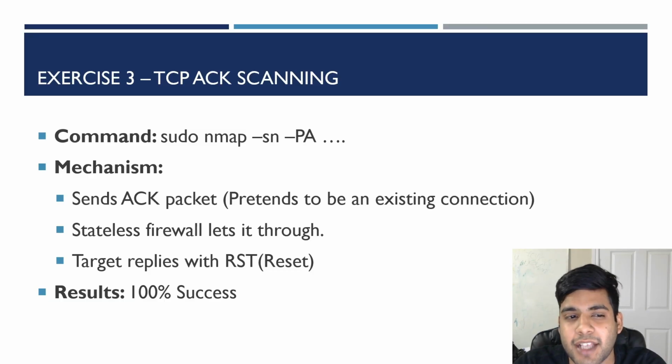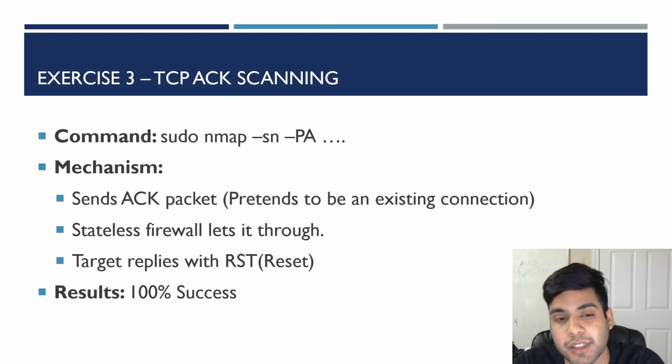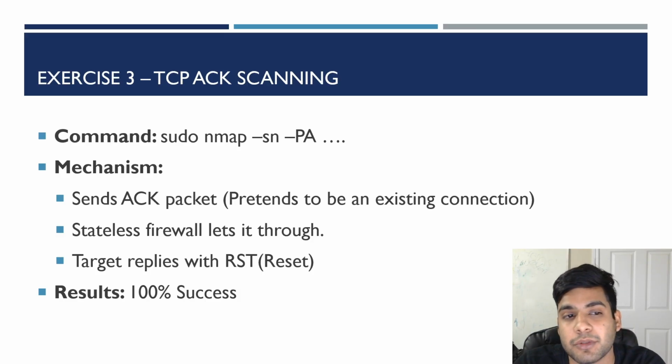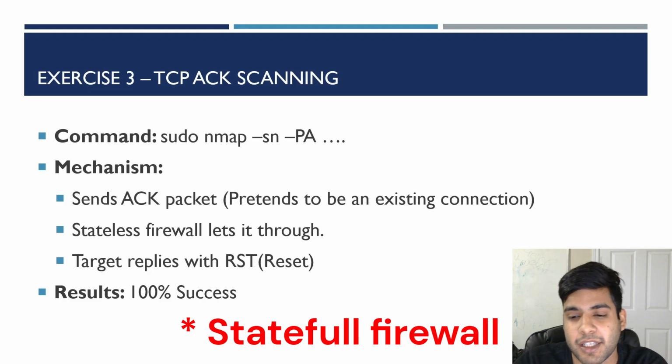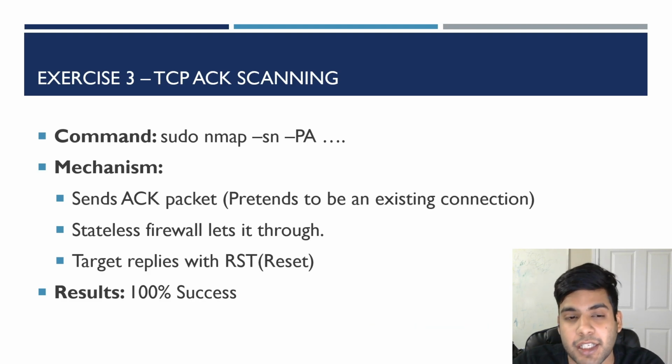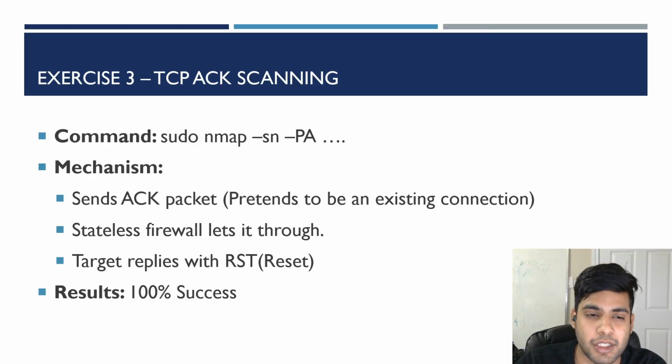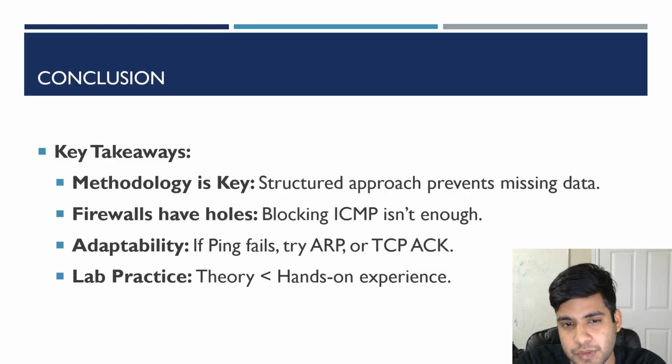If the user has a stateless firewall, it doesn't track any TCP connections or established connections, so it will let the acknowledgement packet through. If they have a stateful firewall, it will track the connections and know that the acknowledgement packet is coming from some random IP which doesn't have any prior connection, so it will block it. So this is the conclusion.